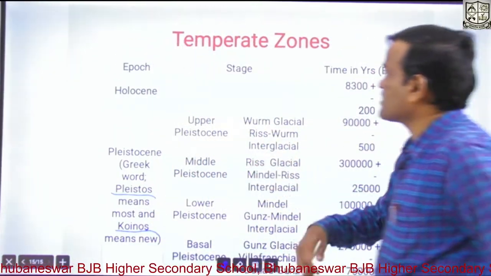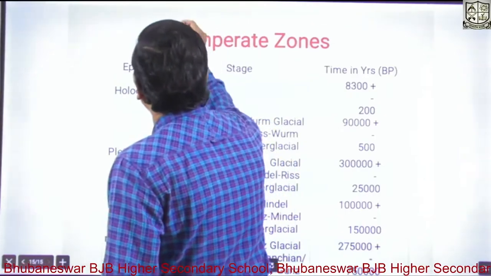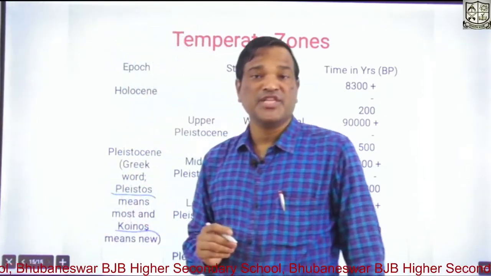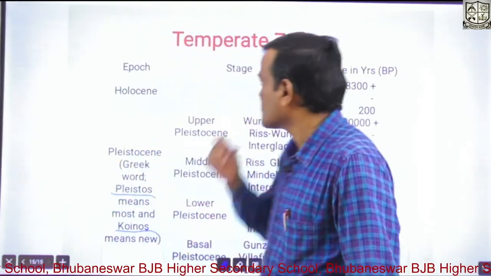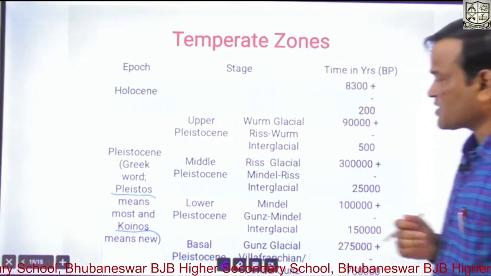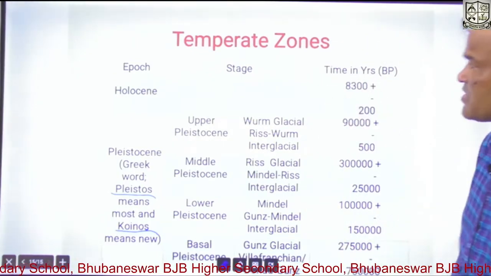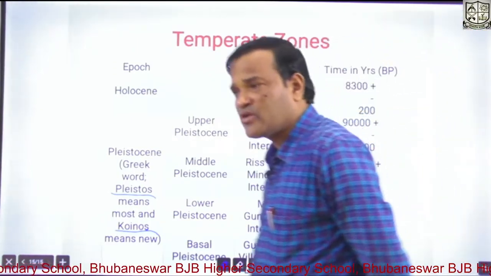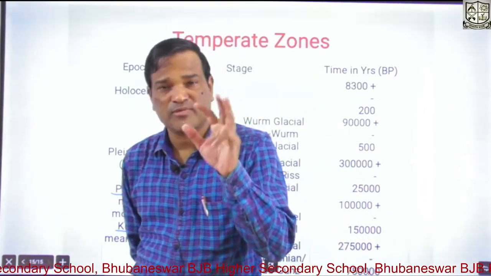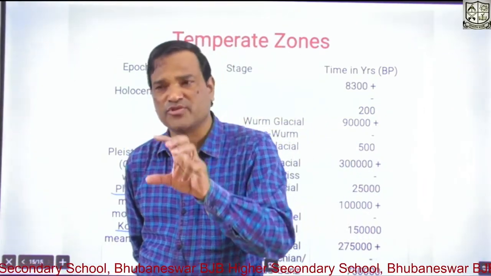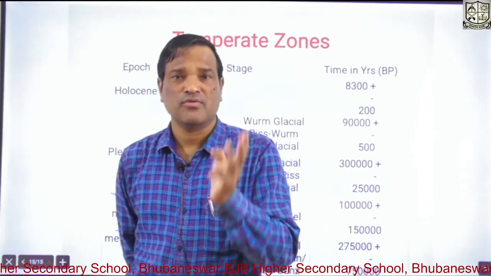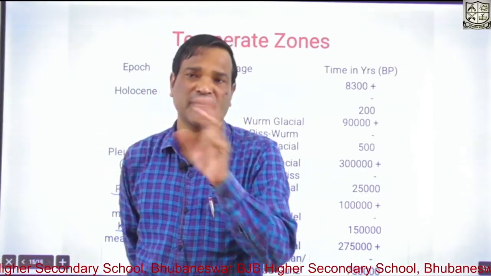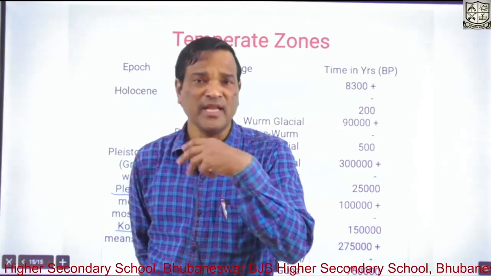This was described by Charles Lyell in his book Principles of Geology. He classified the Pleistocene period, as we have already discussed, into three: Lower Pleistocene, Middle Pleistocene, and Upper Pleistocene. Sometimes it is also classified into four: Basal Pleistocene, Lower, Middle, and Upper.